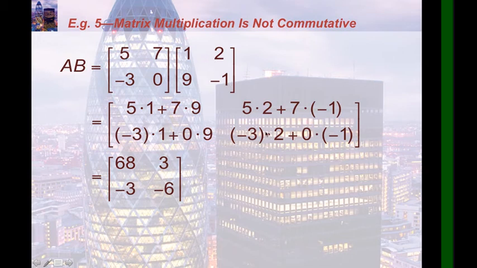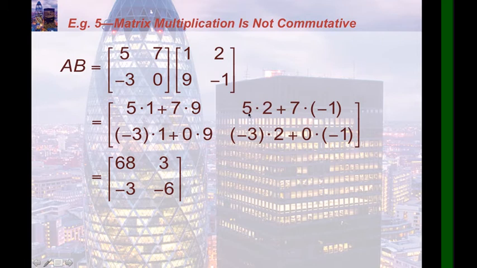So ito yan. Then negative 3 times 1, balik tayo, and then negative 0 times 9, negative 3 times 2, and then 0 times negative 1. Then get the product and the sum. So we have 5 times 1 plus 7 times 9 is 68. 5 times 2 plus 7 times negative 1 is 3.